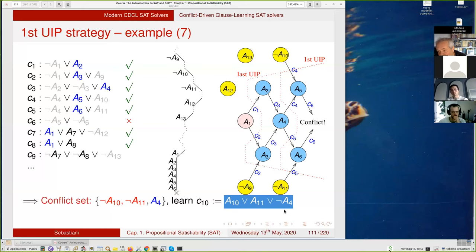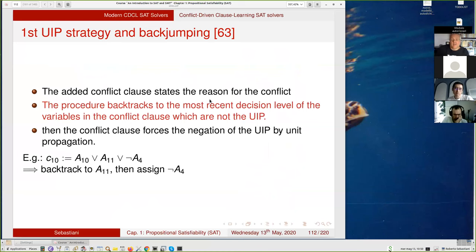This is entailed by this formula. We have seen this, right? You have seen a resolution deduction of this formula. But then when you have this, if only I had known this, I would have applied not A4 here, right? So in some sense, the idea is that you find the first UIP and then you go back so that you can unipropagate it as soon as possible thanks to the new learned clause. As high as possible, yes.